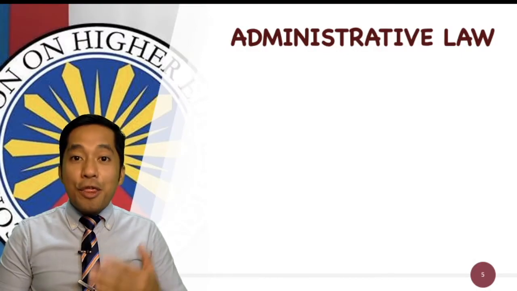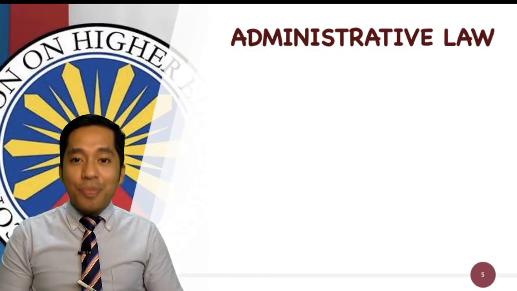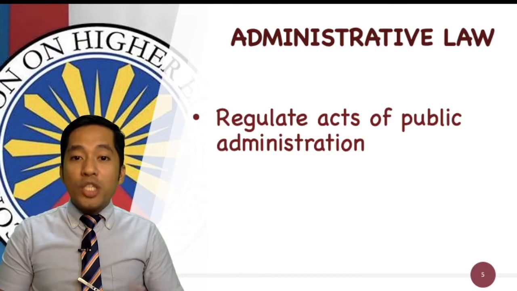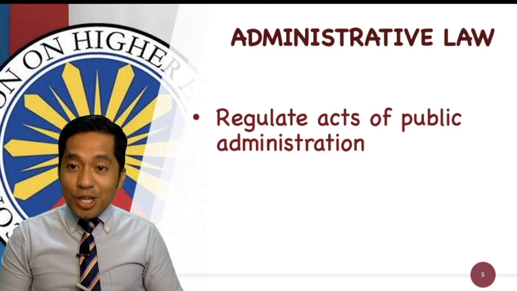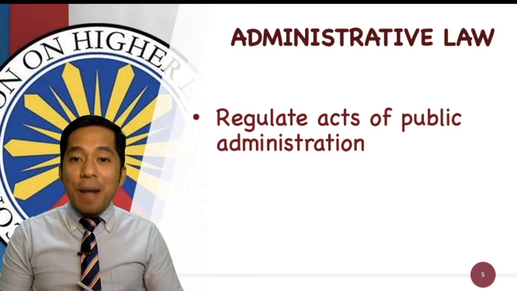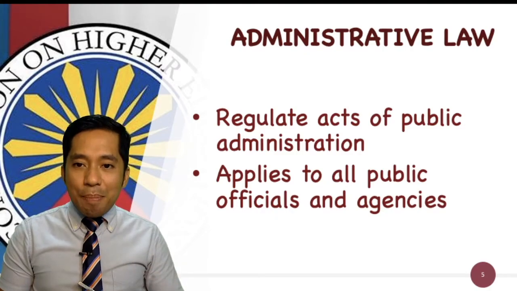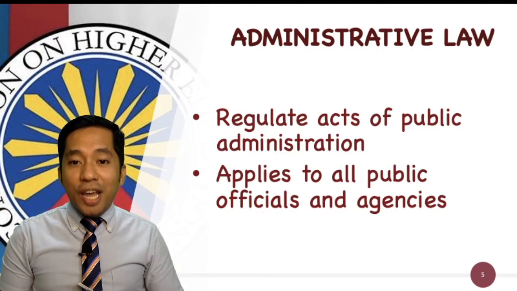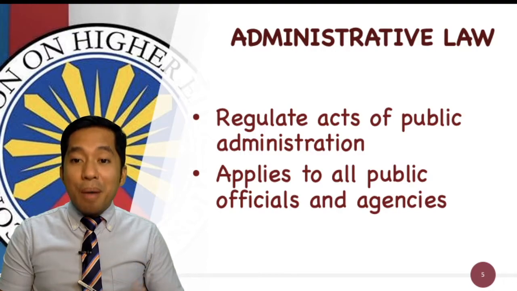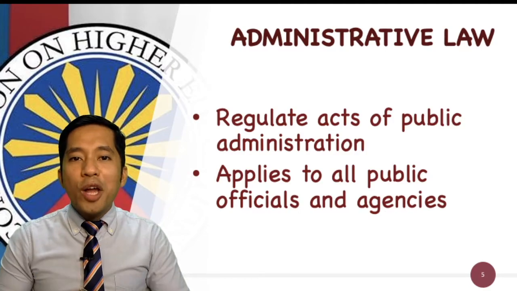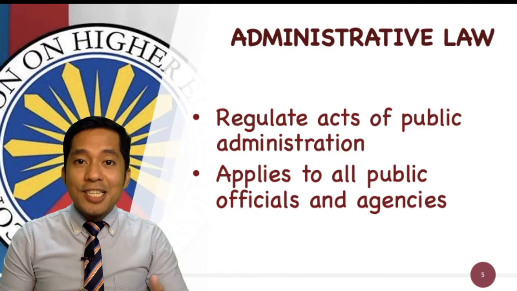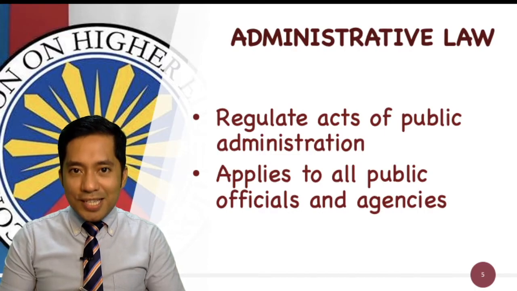Administrative laws. This is the second type of law, and these are those laws which regulate the powers, the procedures, and acts of public administration. This law applies to all public officials and agencies. For example, the Commission on Higher Education issues a CHED Memorandum Order or CMO that must be observed by all higher educational institutions. One of the recent CMO orders is the CMO 27 series of 2017.